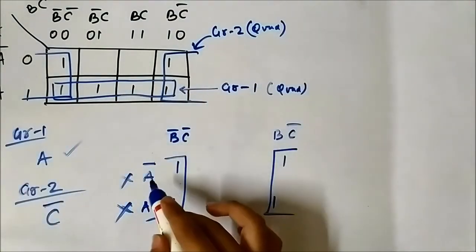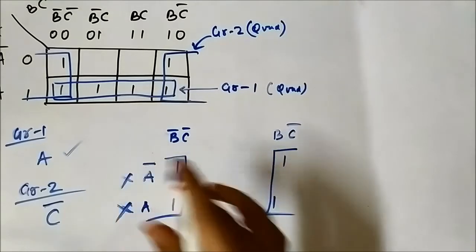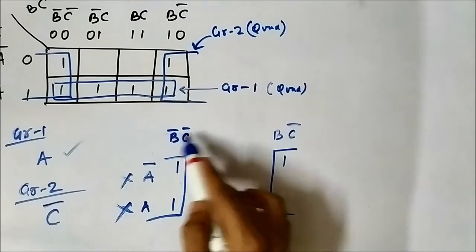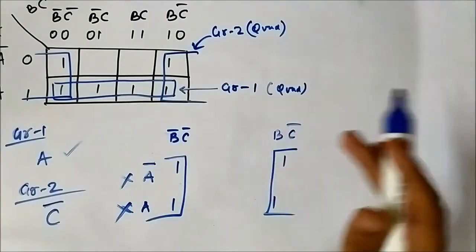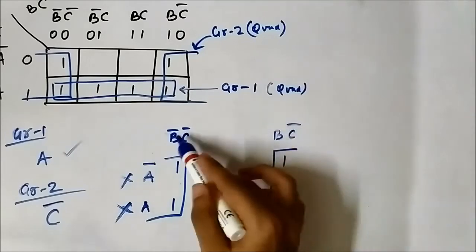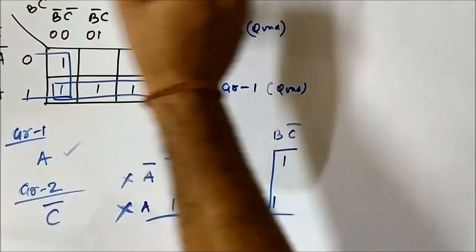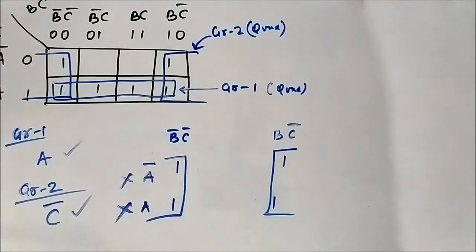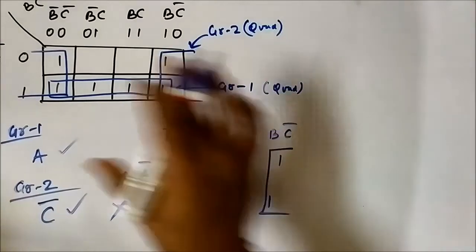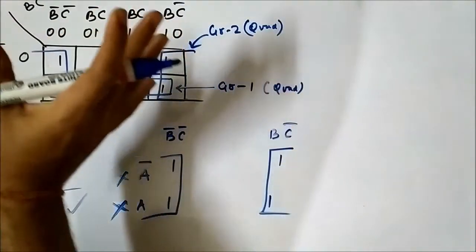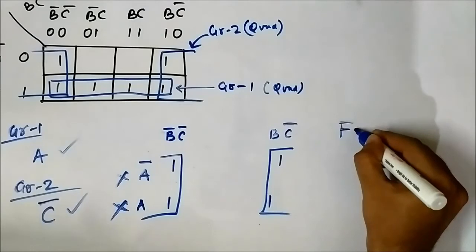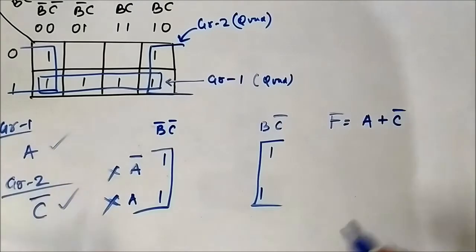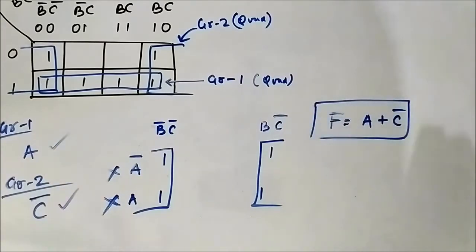Group 2 we formed like this. In the rough you can do it, see, in the horizontal section there is no common variable, here it is A complement, here it is A. In the vertical section we have B complement and B, so no common variable in terms of B, but C complement is there in both the vertical components. So C complement is the common variable. So the minimized Boolean expression for this marked cell is F equals A plus C bar. Okay, that is the minimized Boolean expression.